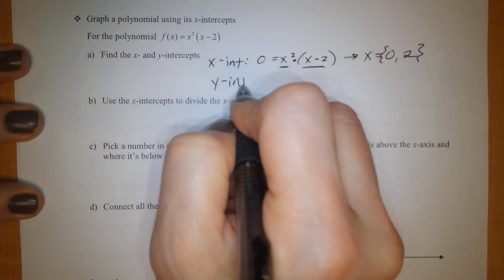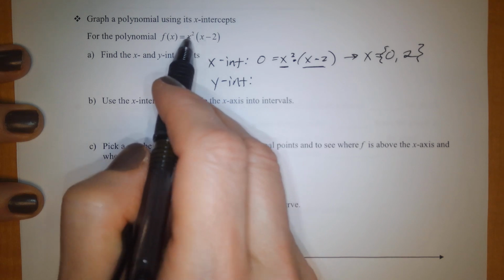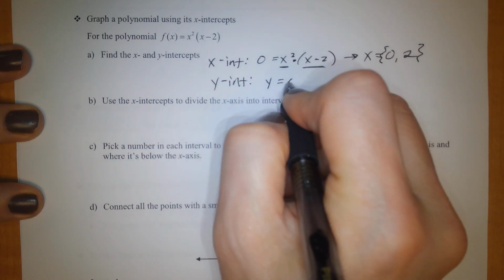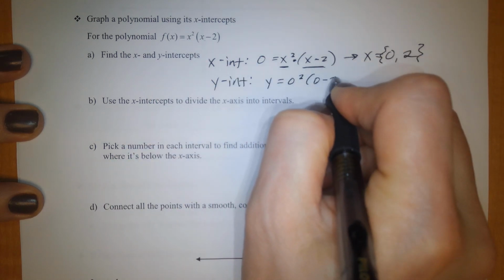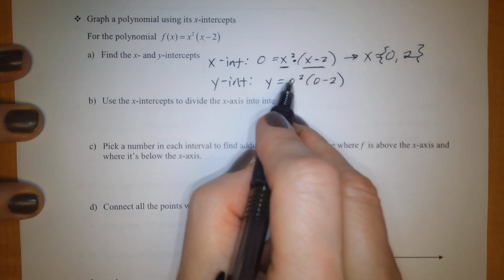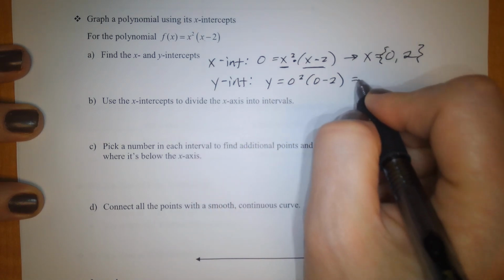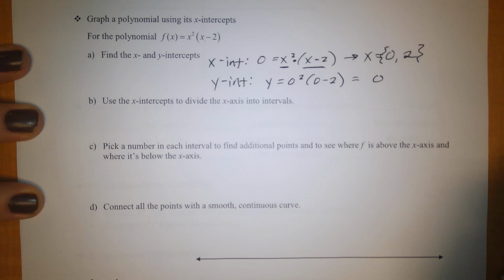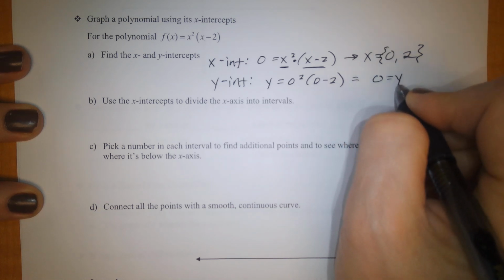To find the y-intercept, I set x equal to 0. So y equals 0 squared times 0 minus 2. 0 times -2 is simply 0. So y equals 0.